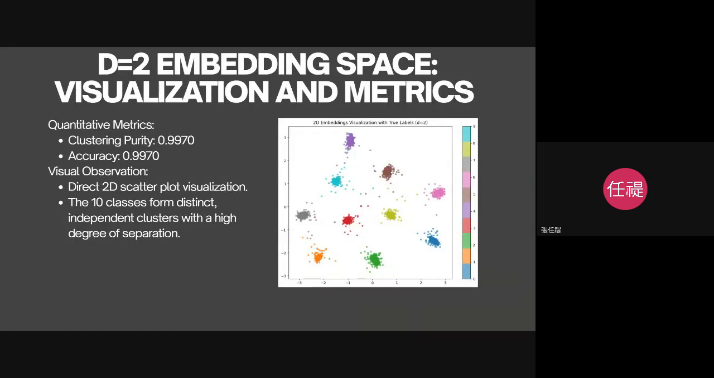So this slide shows the results for D equals 2. Since the dimensionality is exactly 2, we can plot the latent space directly on the 2D plane. As you can see, the model performs exceptionally well, achieving 0.9970 in both purity and accuracy. The different digit classes are already clearly separated. Next page, please.